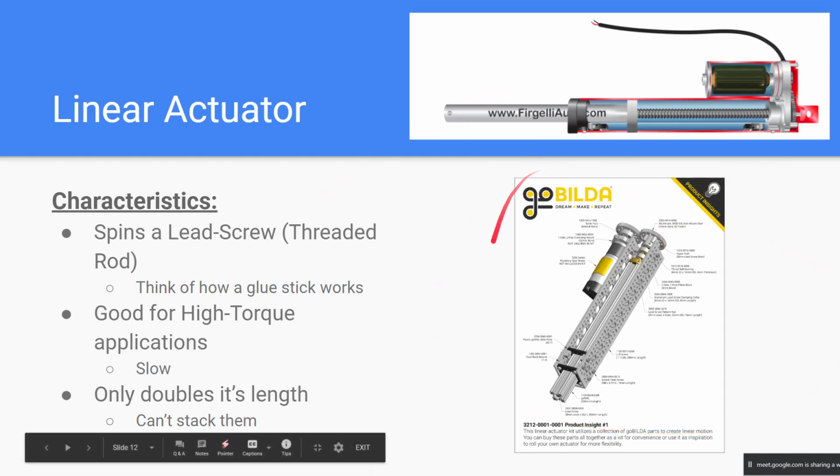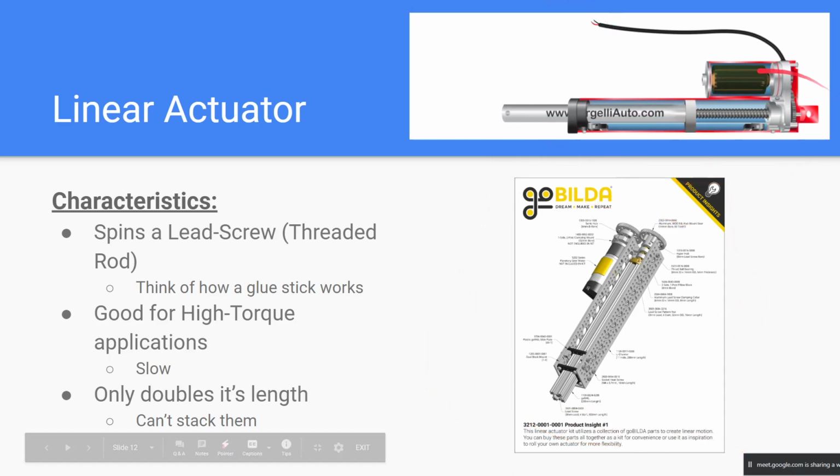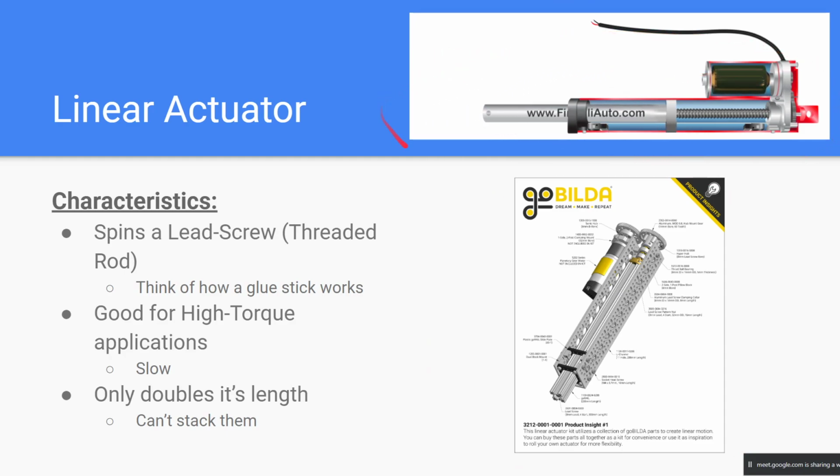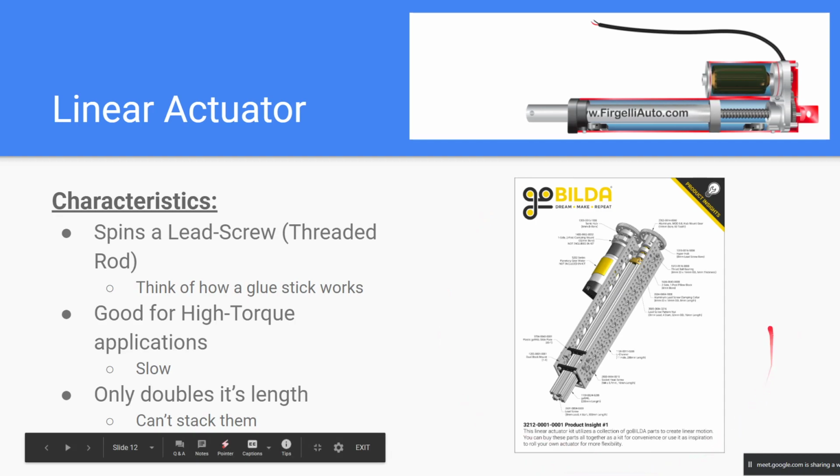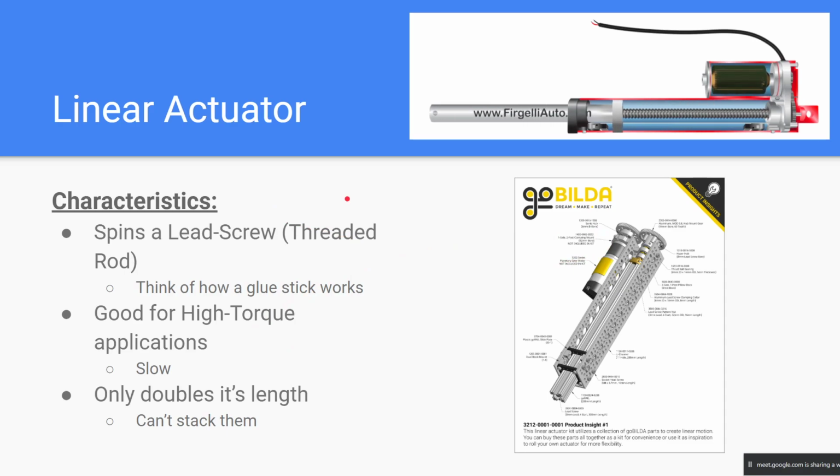This picture right here is actually a legal kit that you can buy. So we're not allowed to use these. These actually exist. They look like this, except this is like X-ray vision. We're not allowed to use these, but we're allowed to use those, and you could just buy them. That's about it for the linear actuator.